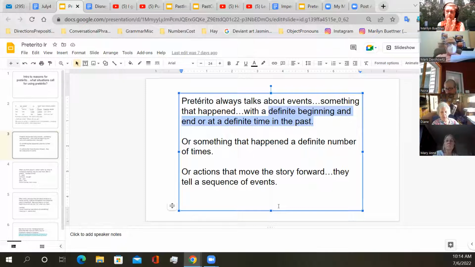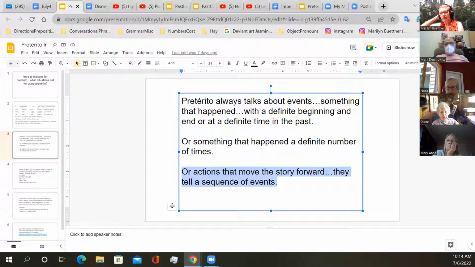Definite beginning, definite end. Not, I used to climb trees when I was a little kid, because used to just means you did it a lot, but I don't know how often. But if you want to say, oh, my grandson climbed the tree last night, my gosh, he scared the bejesus out of me. Well, then that happened last night, and it's preterito. Not he always did it, but he did it at a specific time. That's the job of preterito, right?